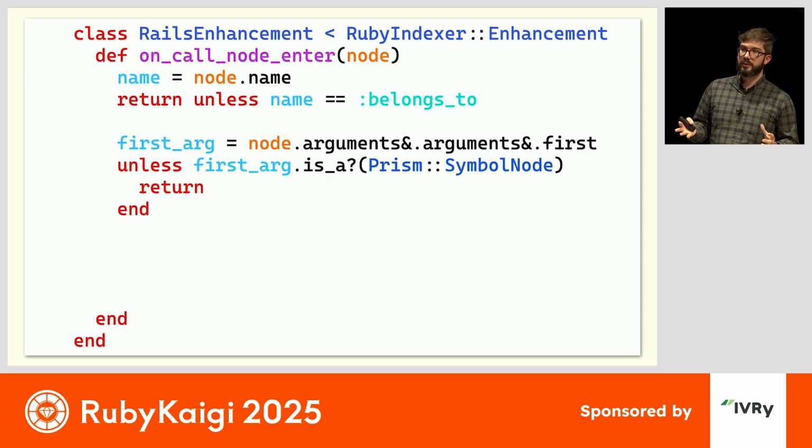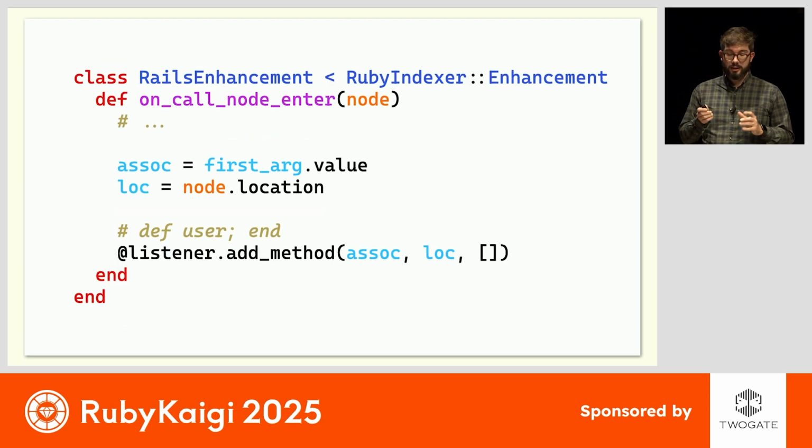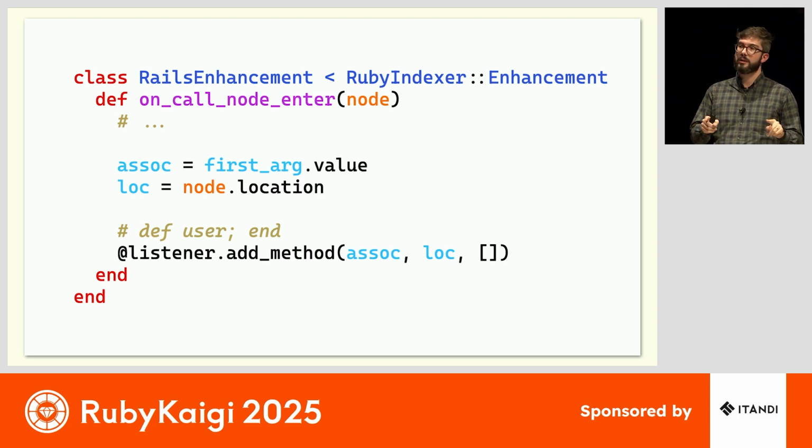Language servers usually see the code in an intermediate state as the user is typing, so it's very likely that we will see the call to belongs to without arguments multiple times until the code is in its final state. And then if the name is already there, if the symbol is already there, we can take the association name by taking the value of that symbol, and we can then use the add method API to inform the index that, hey, there will be a reader for the association, and this is the name of that dynamically defined method.